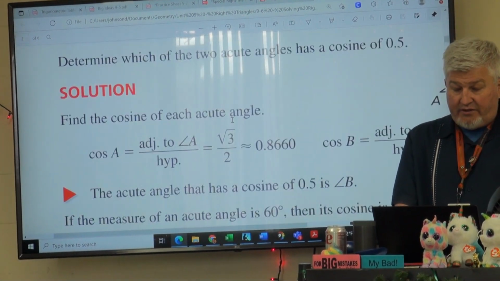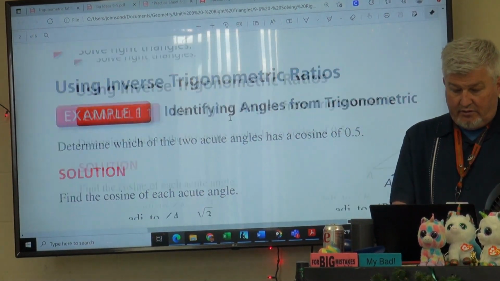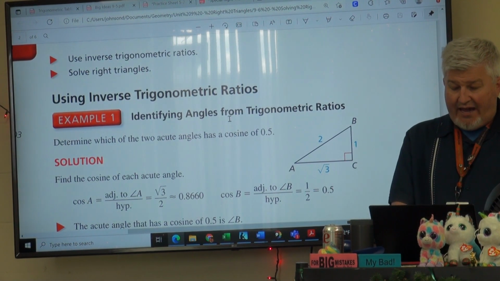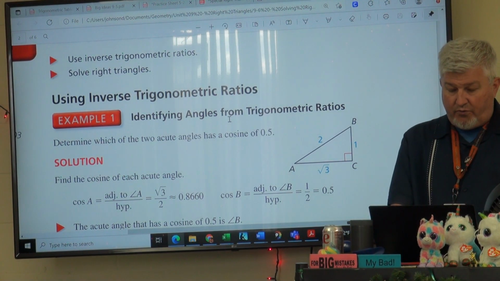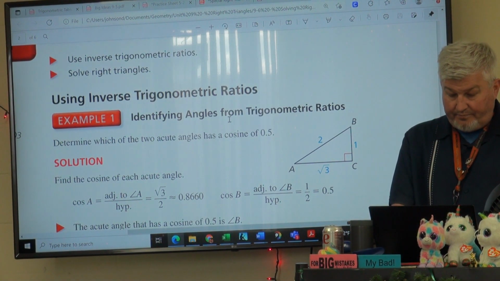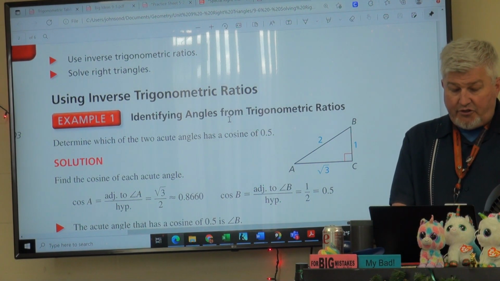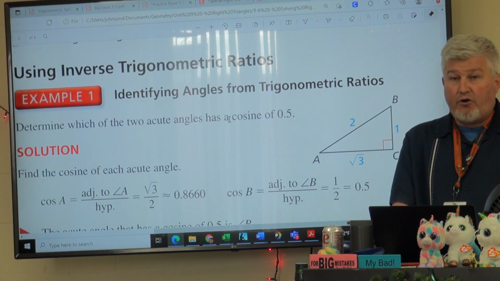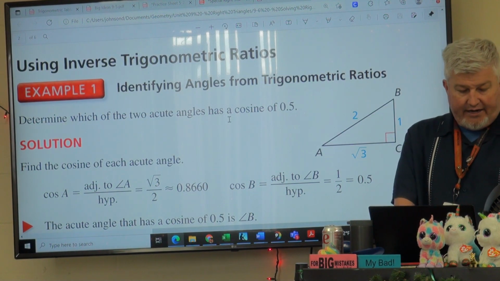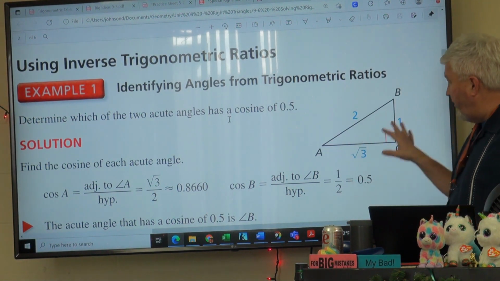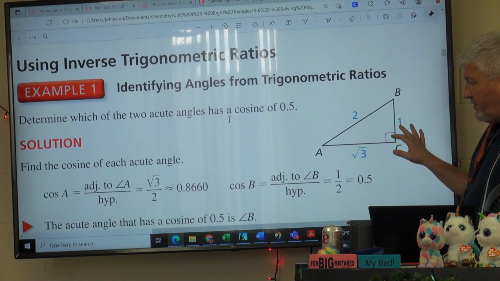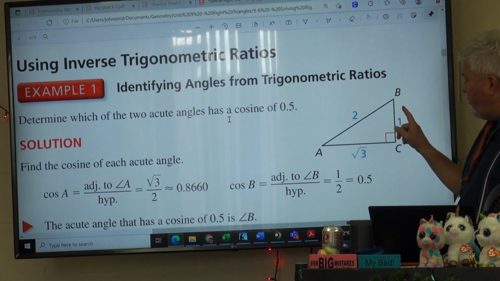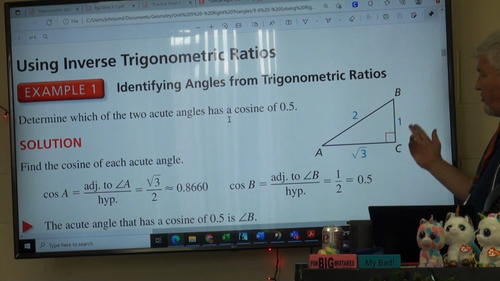So first thing here in this example, identifying angles from trigonometric ratios. It says here, determine which of the two acute angles has a cosine of 0.5. All right, so we have this triangle here. Which of the two acute angles, angle A or angle B, has a cosine of 0.5?